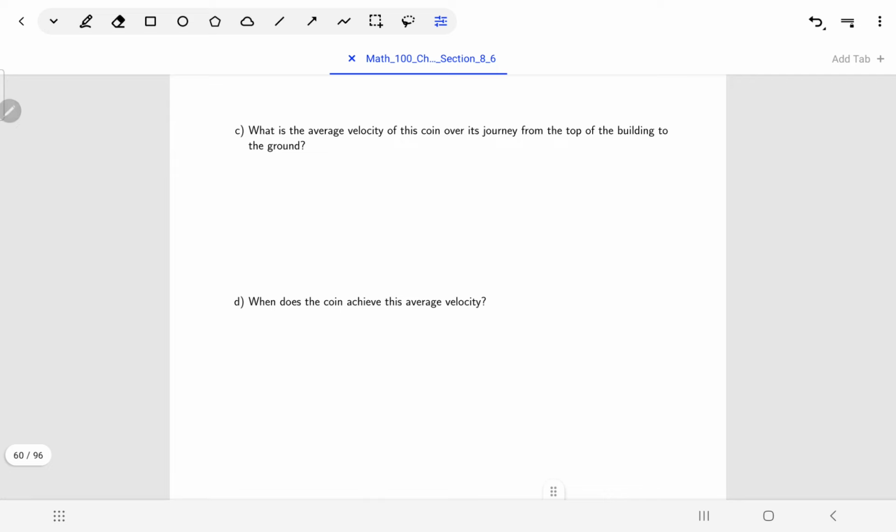So now the question that we have for ourselves is, what's the average velocity for this coin over its little journey? So if I'm looking for the average velocity, then I'm going to be looking at the definite integral of the velocity function, which was negative 9.8 t. And I'll be doing it over this little journey from time equals 0 to time equals 10. And since it's the average velocity, that should be 1 over 10 minus 0, or 1/10.